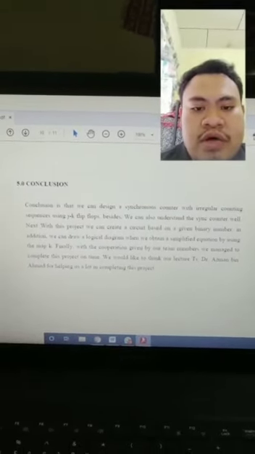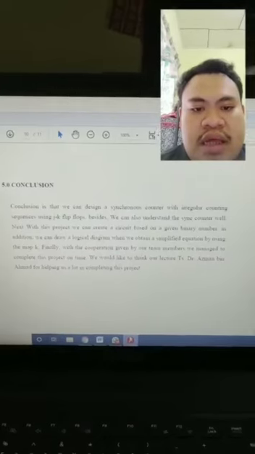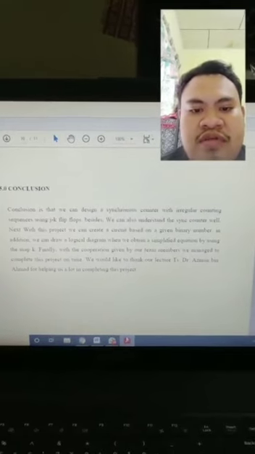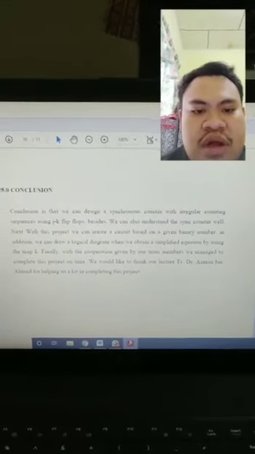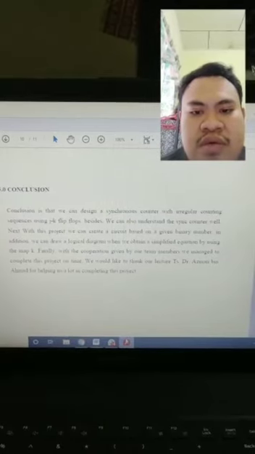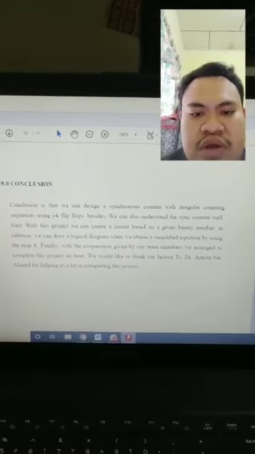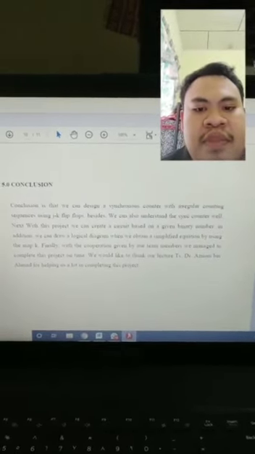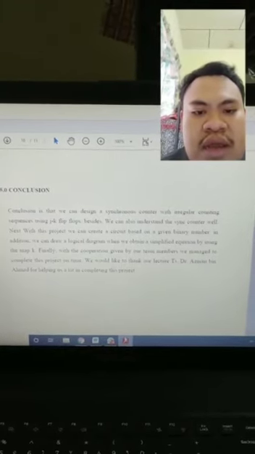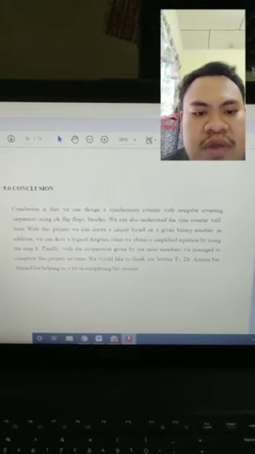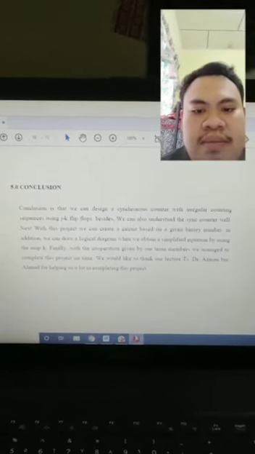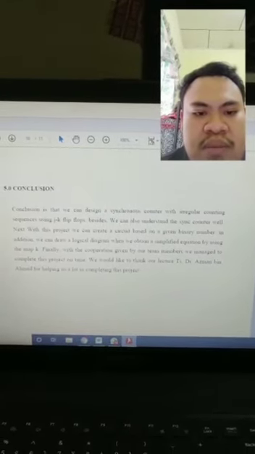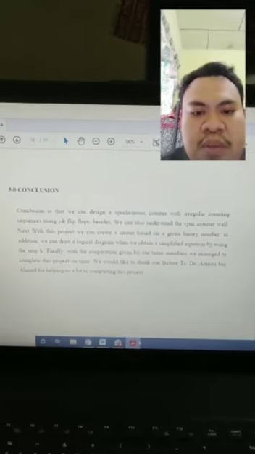The conclusion for my group is that we can design a synchronous counter with irregular counting sequences using JK flip-flops. Besides, we can also understand the synchronous counter well. Next, with this project, we can create a circuit based on a given binary number. In addition, we can draw a logic diagram when we obtain a simplified equation by using K-maps. Finally, with the cooperation given by our team members, we managed to complete this project on time.